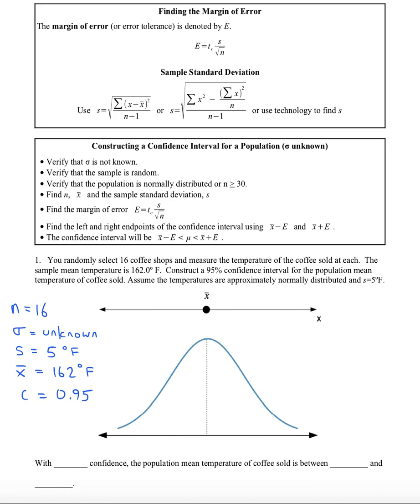What we need next are some things that we have to figure out on our own. One of them is going to be the degrees of freedom. Now remember, that's got the formula n minus 1. Our n is 16, so our degrees of freedom is 15. We also need to figure out what is going to be our TC.